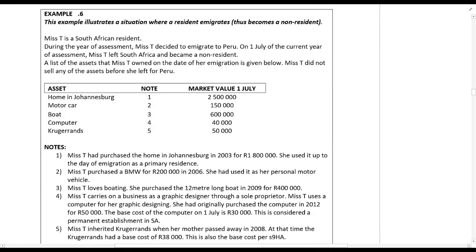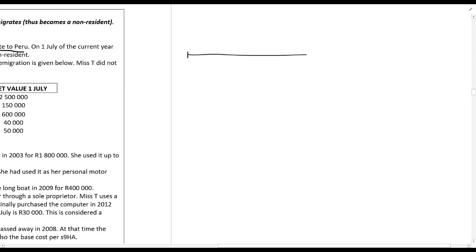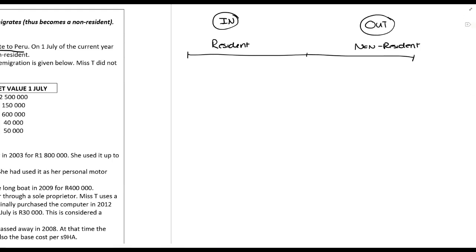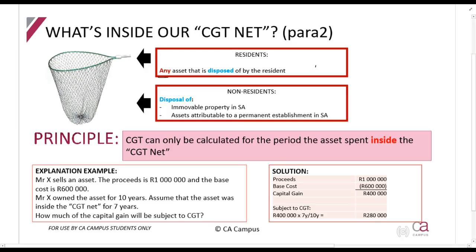Then we have example number 6. Miss T is a South African resident and she decides to immigrate to Peru, so she becomes a non-resident. Okay, so resident, which is in the net, becomes a non-resident, which is out of the net. Again, as a reminder, a resident, all assets are in the net. Non-resident, only immovable property and assets attributable to a permanent establishment.